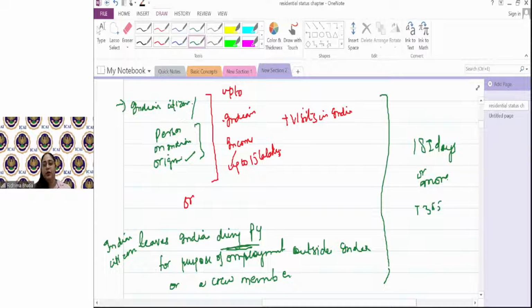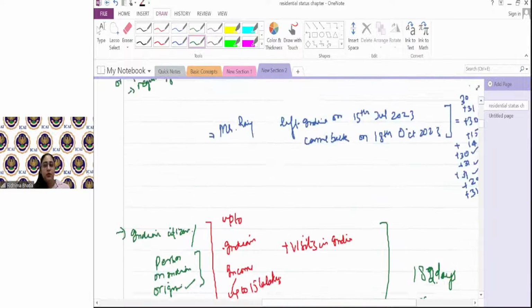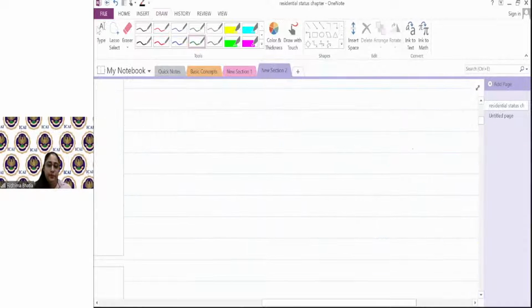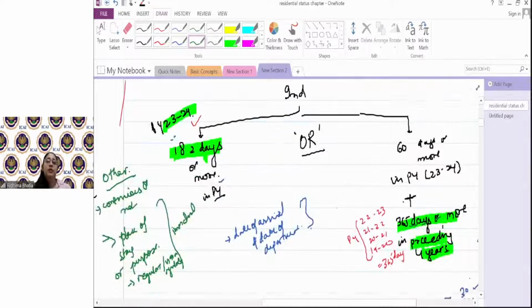So the law says that, first we'll come to law, then I'll come to explanation. The law says that if an Indian citizen or a person of Indian origin who comes to visits in India and has Indian income up to 15 lakhs, or an Indian citizen who leaves India during previous year for the purpose of employment outside India, then the residential status has to be seen by substituting 60 days with 182 days.